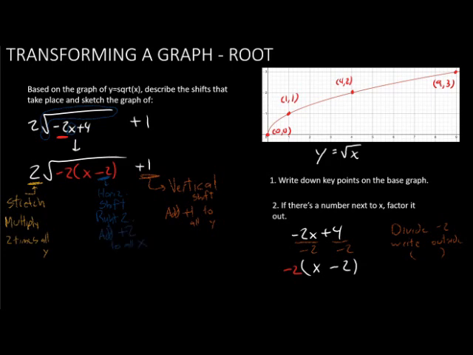Finally, let's draw attention to the negative 2 that is inside the square root, but outside the parentheses. This modifier is called horizontal compression. Think of this as the opposite of the stretch. Rather than multiplying y, we'll be dividing all the x values. Since we have a negative 2, we'll be dividing all x values by that number.